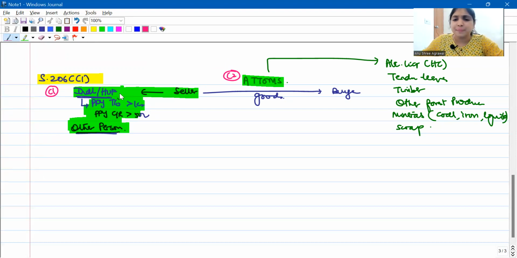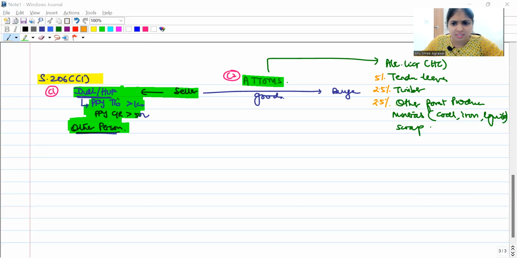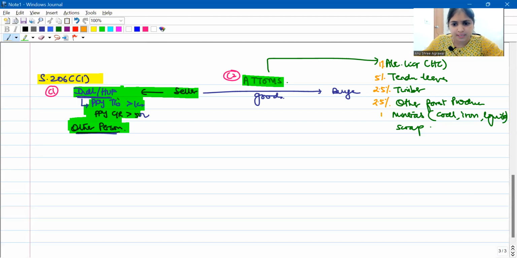The TCS rate depends upon what kind of goods. Like for example, for tendu leaves, it's going to be 5%. Okay, for timber 2.5%, for other forest produce 2.5%. Remember these 3. Everything else is 1%. Okay, so tendu leaves 5%, timber and other forest produce 2.5%, everything else 1%.